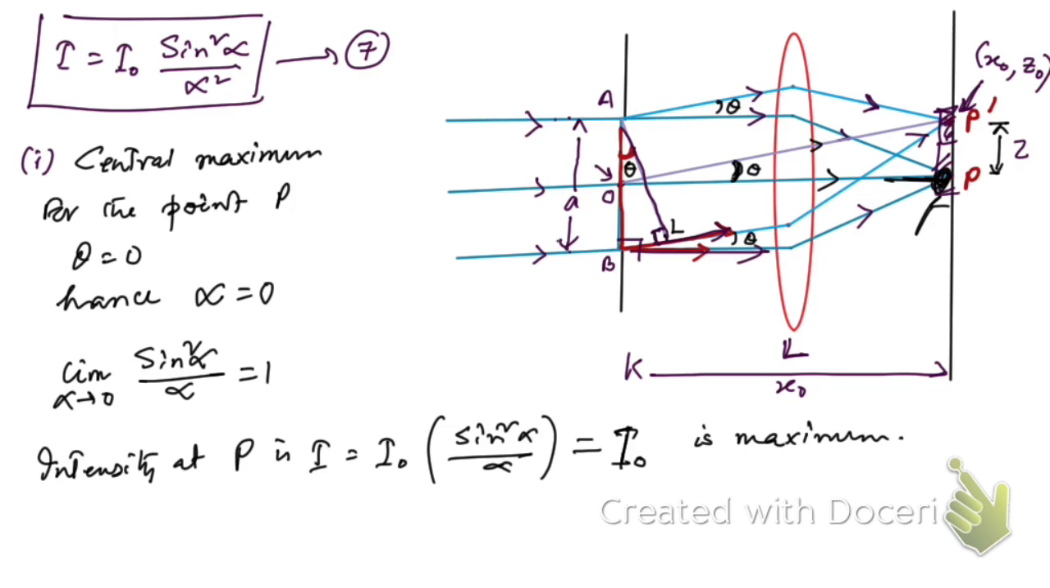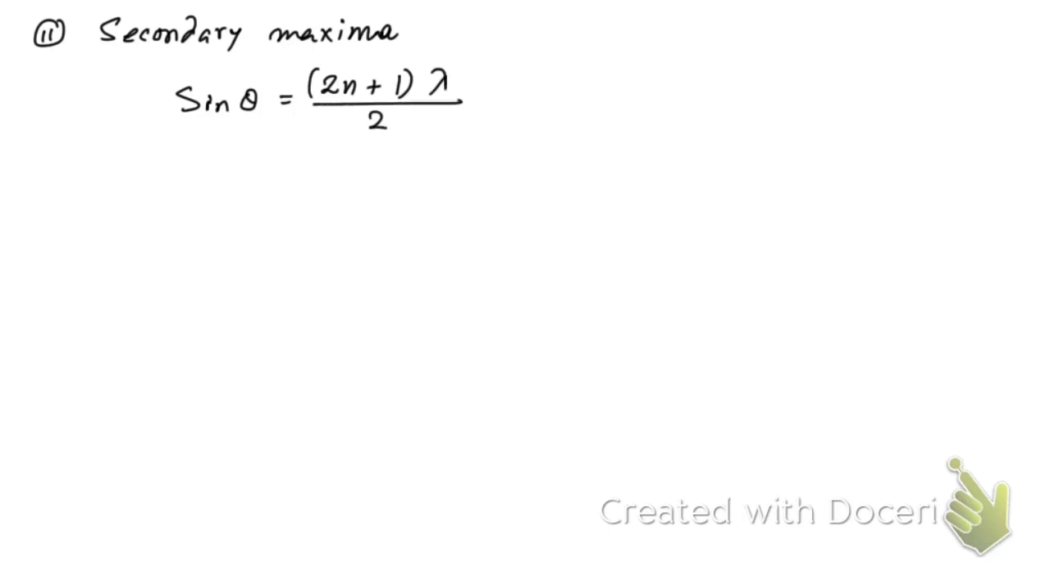Now directions of secondary maximum are given by the equation. Let me take a new slide. Number 2, secondary maxima. So sine theta, we have already discussed that maximum will be at odd integral multiples of pi by 2a. We have already discussed about this at the initial stage of this video, right?